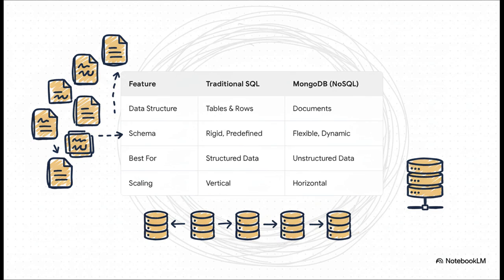Instead of those rigid tables and rows, it uses these super flexible things called documents, and they are perfect for that kind of messy, unstructured data we were just talking about. But here's the real kicker. It's built to scale horizontally. Now, what that means is, instead of having to buy one giant, ridiculously expensive super server to handle more traffic, you can just add more normal, cheaper machines to your team. For modern web apps, that is a much, much smarter way to grow.